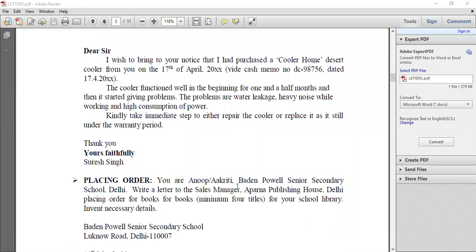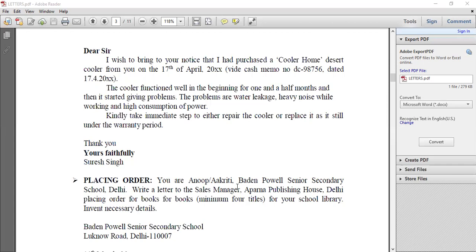Dear Sir, I wish to bring to your kind notice that I purchased a desert cooler from you on the 17th of April 2020. Then in brackets, you can mention the cash memo, that particular number, particular date. The cooler functioned well in the beginning for 1.5 months, and then it started giving problems.